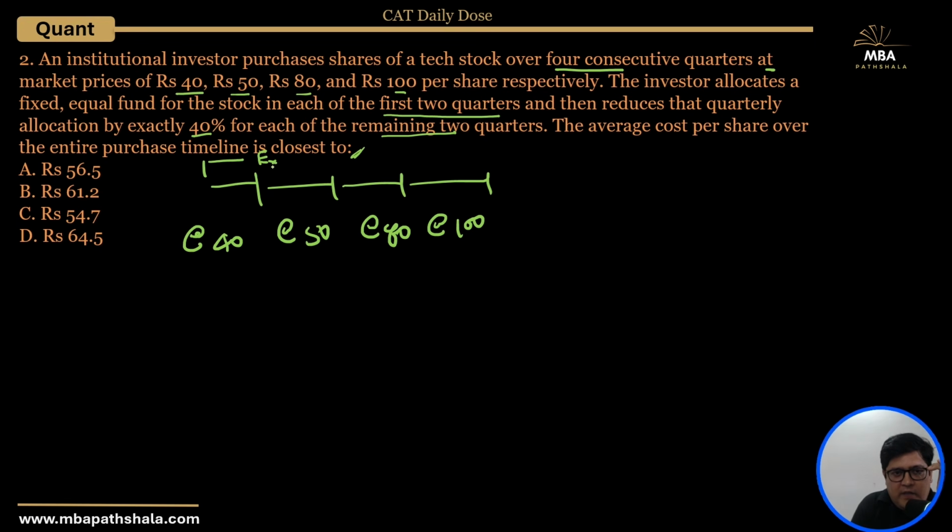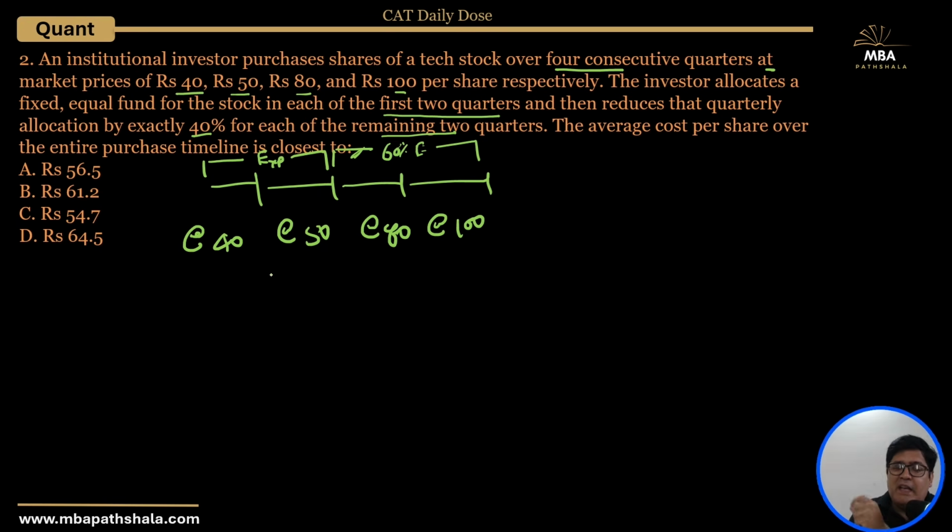Total expenditure is equal for the first 2 quarters, and then it declines by 40%. That means it is 60% of E, equal expenditure, for the next 2 quarters. Some hints are given. We have to find the average price of a single stock over the entire timeline. I can do this by forming equations, or I can do this easily by assuming simpler numbers.